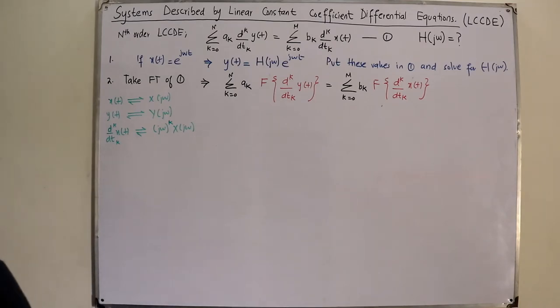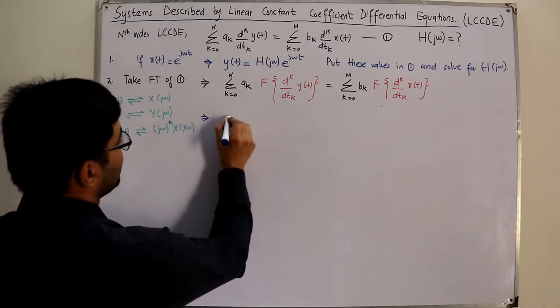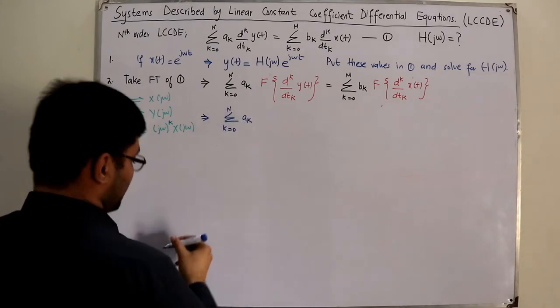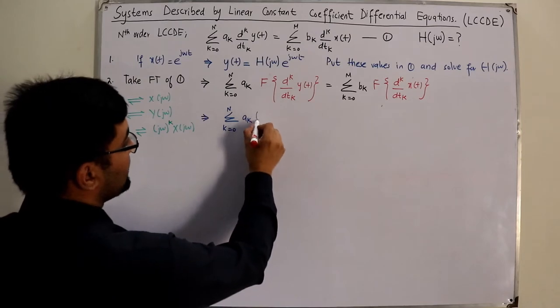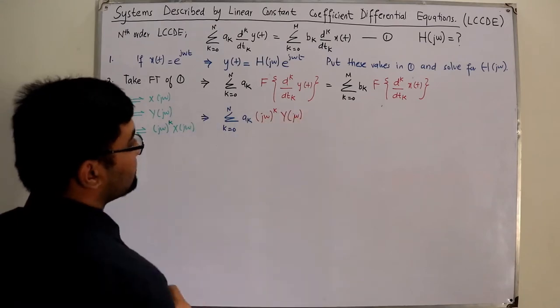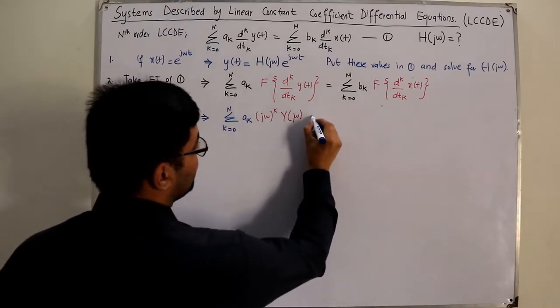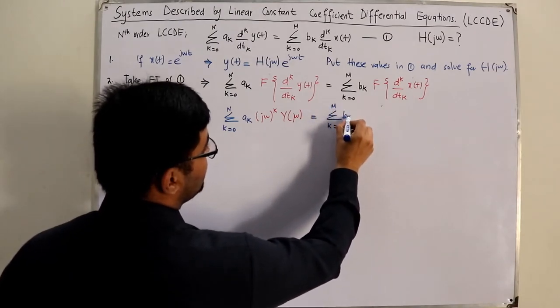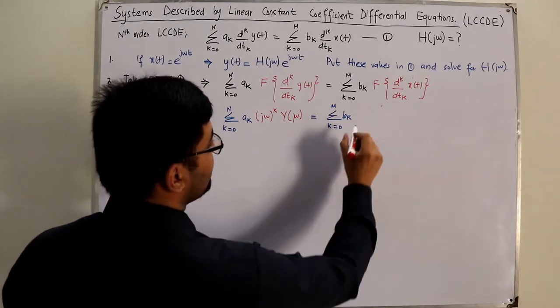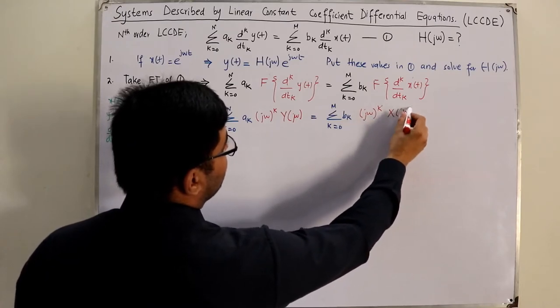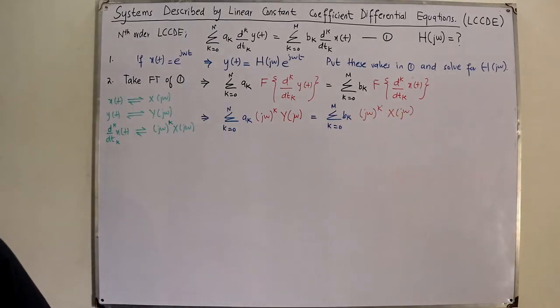So now let me do it. I would write like this: summation k running from 0 to n, I have an ak, and for this I would write j omega raised to the power k, and you have y of j omega. Similarly, this is equal to summation k running from 0 to m, you have bk, and for that Fourier transform you have j omega raised to the power k, you have x of j omega, and isn't it like this? It is.